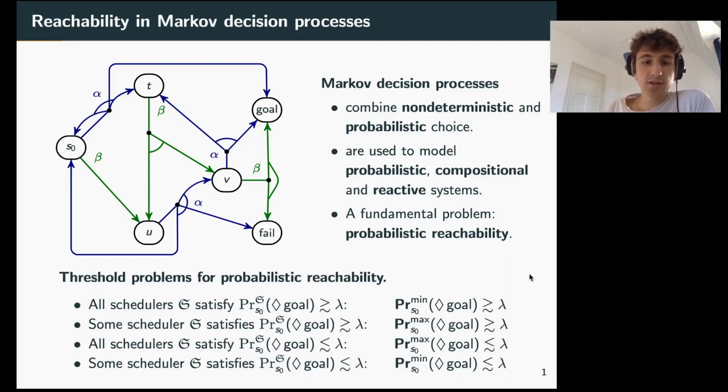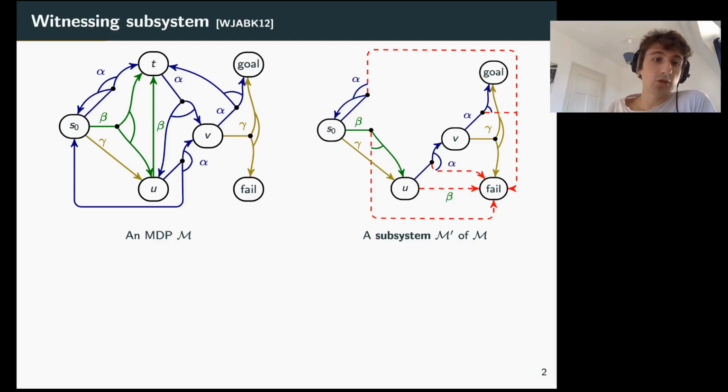Okay, so in this context, we want to compute witnessing subsystems. This is one of the main things that our tool does. A subsystem of an MDP is another MDP that you get by redirecting a subset of the edges of the original MDP to fail. So here we can see an example. And this also may make some of the original states unreachable. And it's not hard to see that in such a subsystem, the probability of reaching goal will be lower for each scheduler than in the original system.